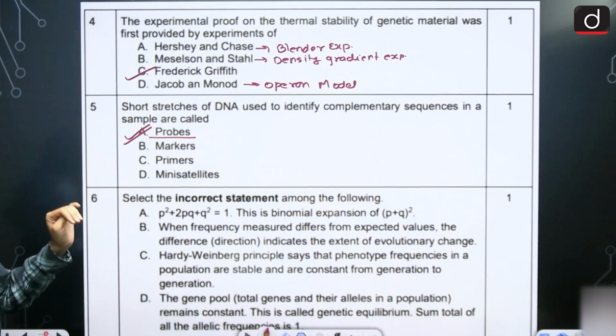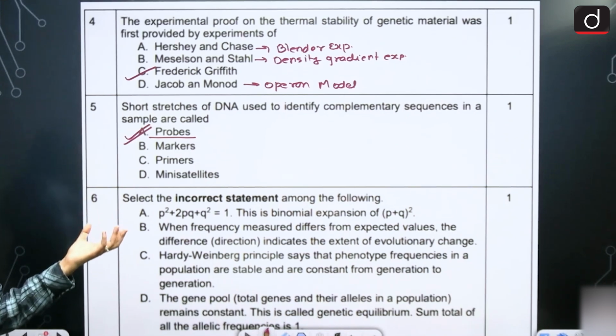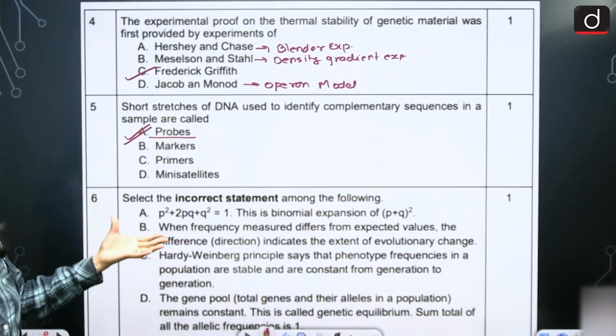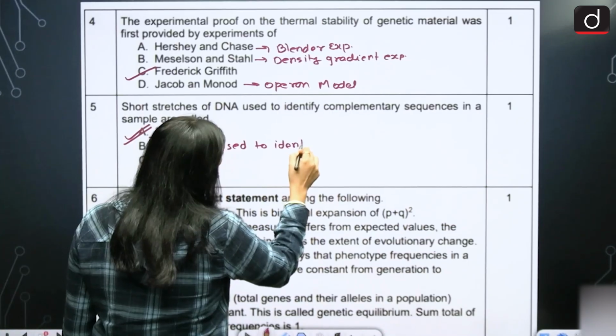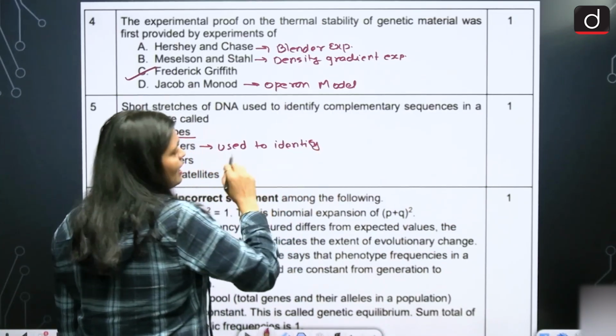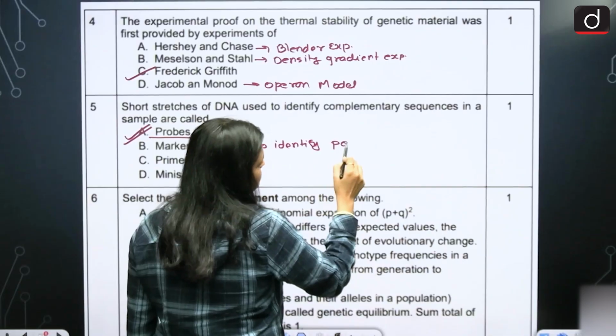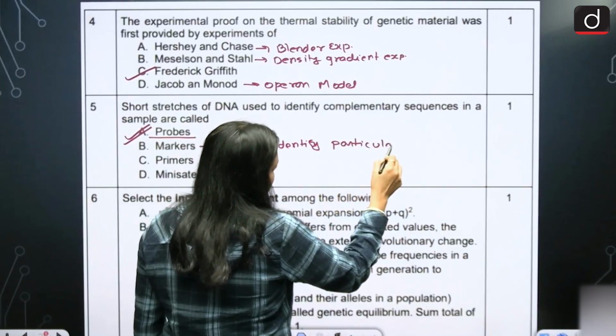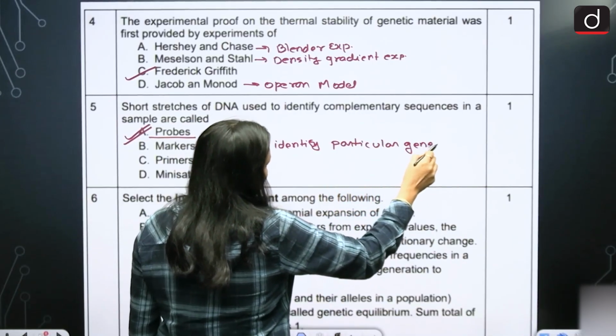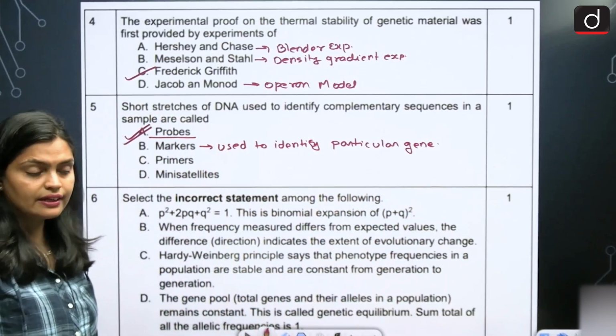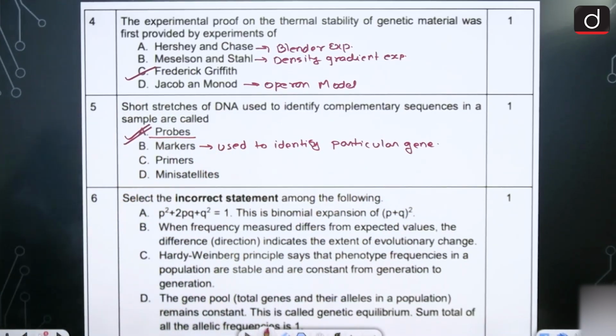What is the use of marker, primer and mini satellite? Markers are used to identify an organism or a particular gene. And the primer is what?